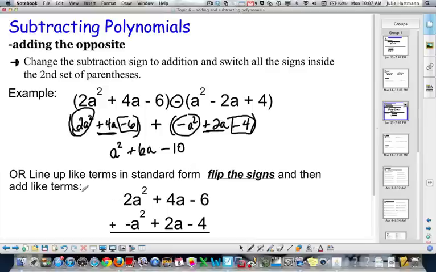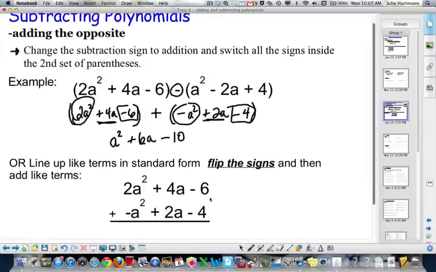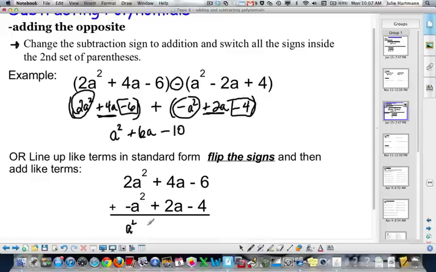What we did down here was line up the terms in standard form and then flip the signs and then add like terms. So I already changed this to negative a squared plus 2a and a negative 4. So from there, just adding, that's a squared plus 6a minus 10. Same thing. Either way you want to do it is fine.